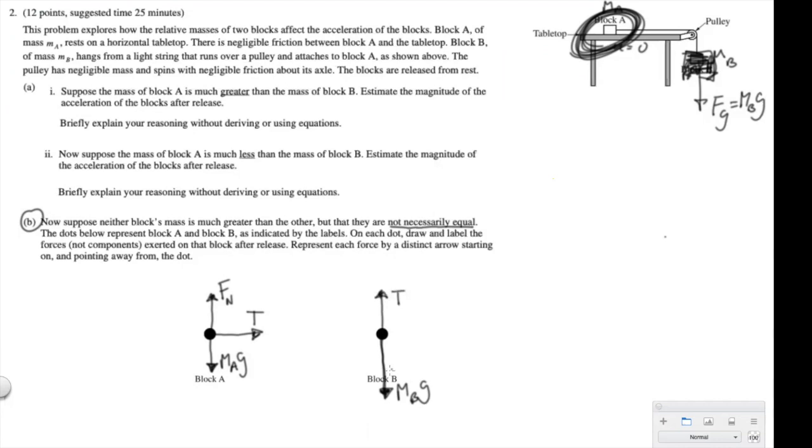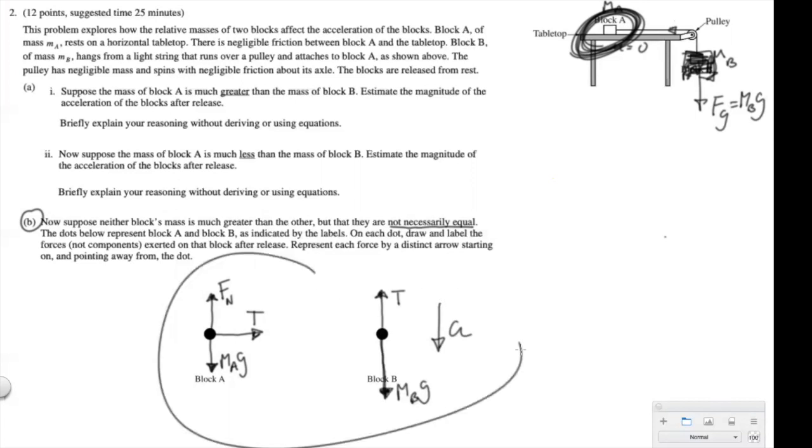Now, which way does block B accelerate? Block B is going to accelerate downward, and if the acceleration is downward, then the down force should be bigger than the up force. So notice that I drew this bigger than this. And also notice that I drew tension the same as that tension, because if it's a massless pulley, if this pulley has no mass, that means the tension on both sides are the same, right? So you could show those tensions as being equal.